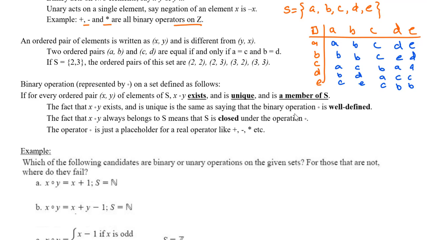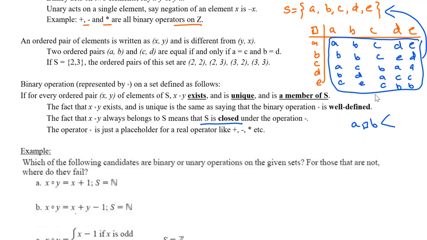And it is unique. What does unique mean? That means when I do A operation with B, I don't get two entries, I get only one. So for example, A, B, I get just B. I don't get a different answer, only one entry. So that's what unique means. And is a member of S. That means everything I have here in blue is part of S. If it is a member of S, we say there is closure, it is closed under S.